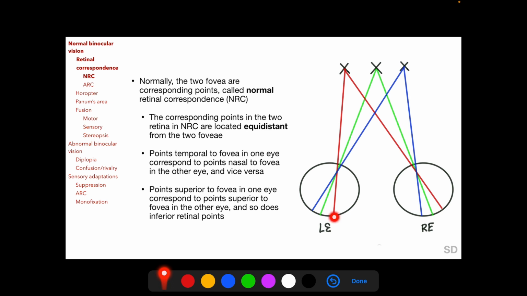Similarly, points nasal to the fovea in one eye correspond to points temporal to the fovea in the other eye, and the distance of these corresponding points from their respective fovea are equal. In contrast, points superior to fovea in one eye correspond to points superior to the fovea in the other eye, and so do inferior retinal points. This difference is because the eyes are horizontally separated from each other but normally are not vertically separated from each other.